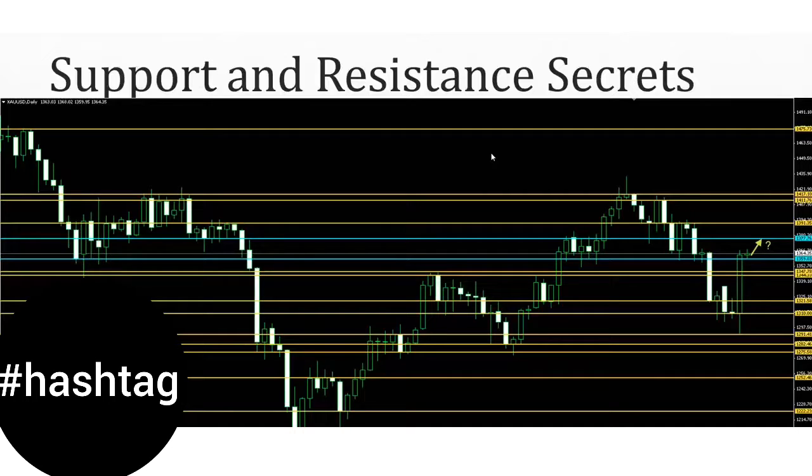Where do you want to buy? Where do you want to sell? Can you see that if you have too many levels on your chart, it will clutter your mind. You will have analysis paralysis in your trading, and it's hard to make even a trading decision.